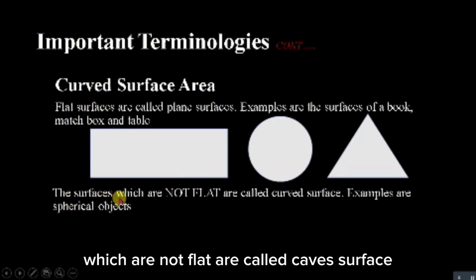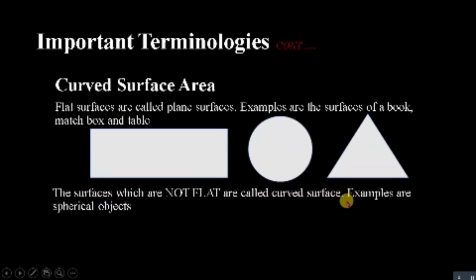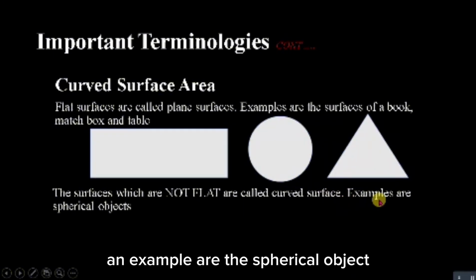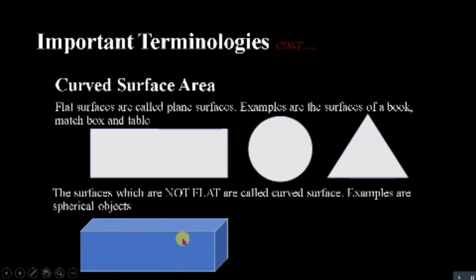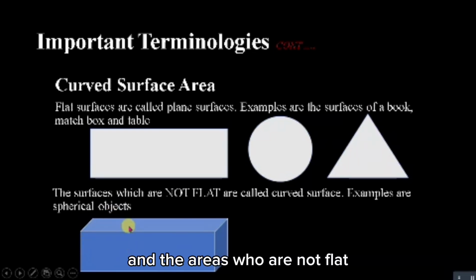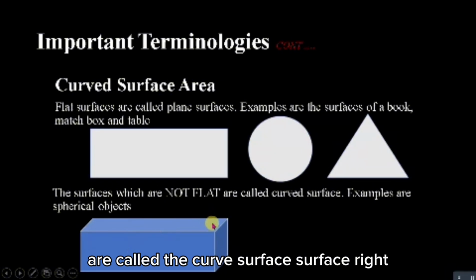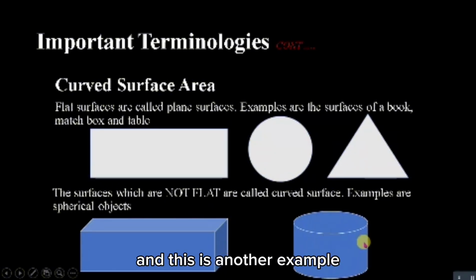So the surfaces which are not flat are called curved surfaces. An example is a spherical object. So this is an example. This is flat, and the areas which are not flat are called the curved surface. Curved surface, right? And this is another example.